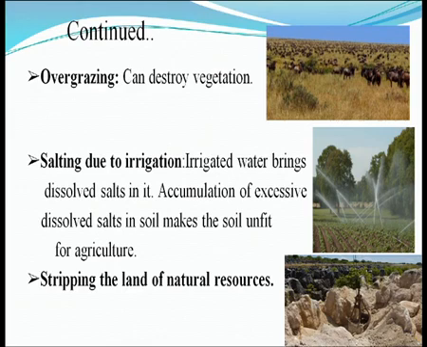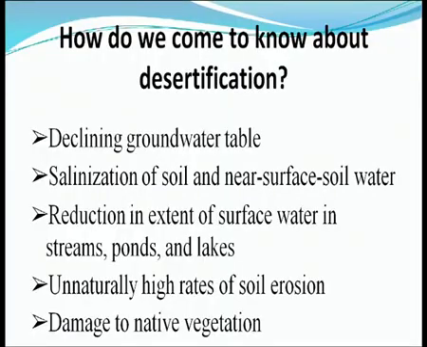Next is salting due to irrigation. Irrigated water brings dissolved salts in it. Accumulation of excessive dissolved salts in the soil makes the soil unfit for agriculture. The picture here is of a sprinkler being used in modern days. Stripping the land of natural resources, that is too much mining etc., also damages our soil. How do we come to know about desertification?